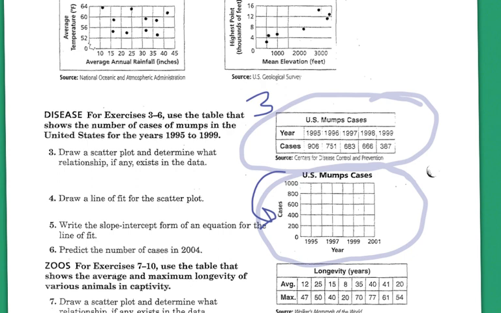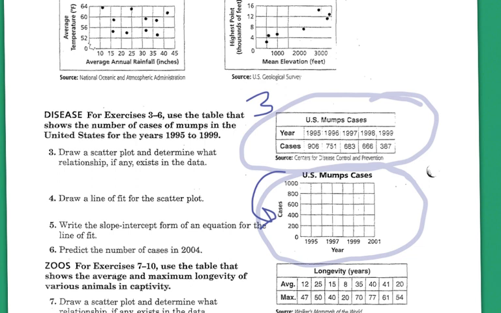Number 5, it says write the slope-intercept form of an equation for the line of fit. So pick 2 points that are kind of on the line that you've drawn, and you're going to then calculate the slope by doing y2 minus y1 over x2 minus x1. You're going to pick one of the points to use for x and y and find b.